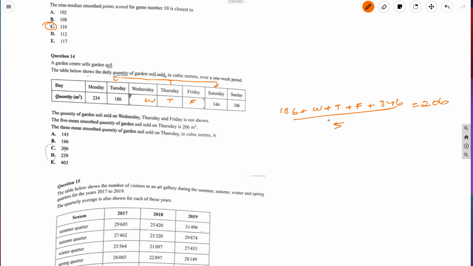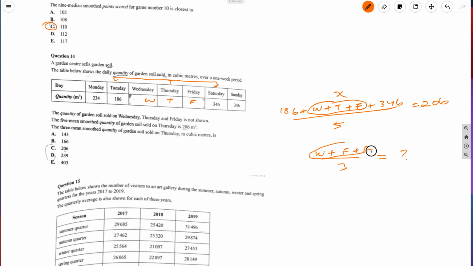So we've got a bit of an equation. The 3 mean smoothed for Thursday would be W, T, and F. So W plus T plus F divided by 3 should give us our answer. So what we can do here is solve for W plus T plus F. I can multiply the 5 across, and really you could just call W, T, and F just X on the calculator. Let's just call this X on the calculator and solve for X.